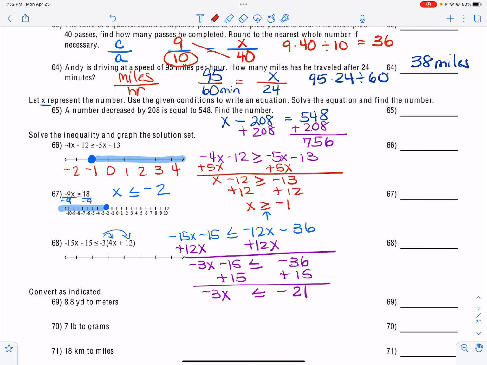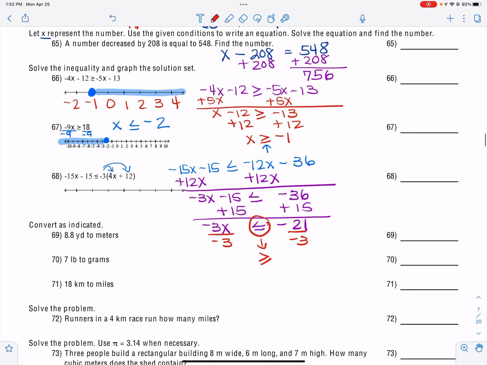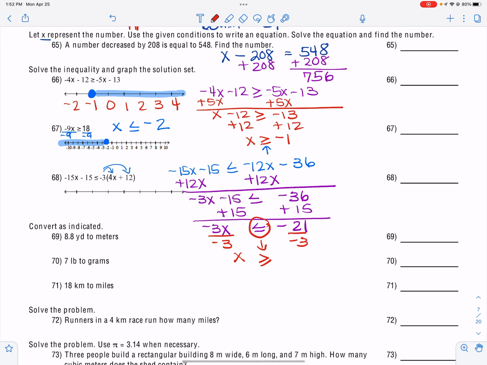And so now I'm going to divide by negative 3, and that tells me that I have to reverse that sign so that I get x is greater than or equal to positive 7. And so I'm just going to put a 7 here, and you can number as needed. It again is a closed circle on 7, and we are pointing to the right, so we will shade to the right. So that finishes up chapter 6. The next video will take us into chapter 7.